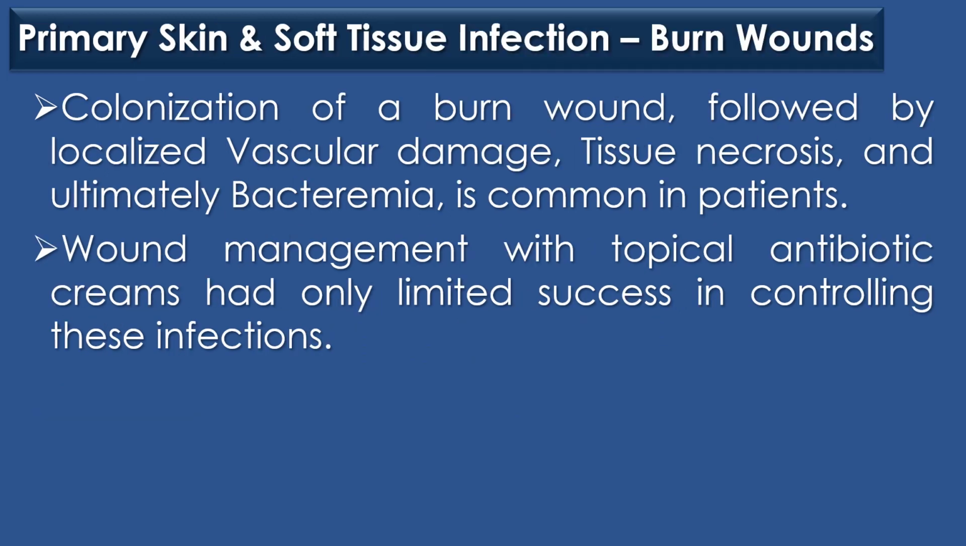The second clinical disease caused by Pseudomonas aeruginosa is primary skin and soft tissue infection. Here the first condition is burn wounds. Colonization of a burn wound followed by localized vascular damage, tissue necrosis and ultimately bacteremia is common in patients with severe burns. Wound management with topical antibiotic creams has had only limited success in controlling those infections.